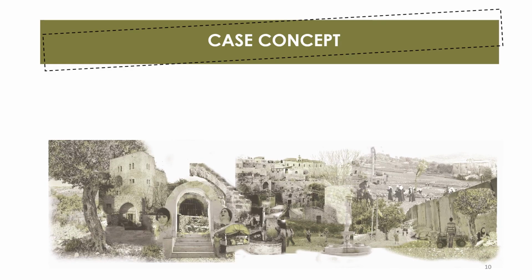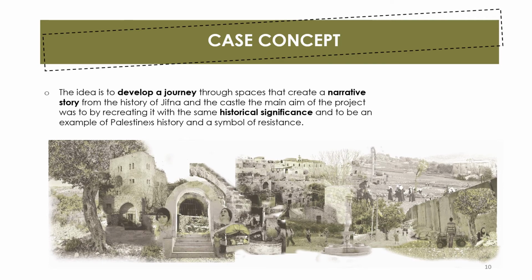The concept started to be formed after the analysis of the four main influences, and the idea was to develop a journey through the spaces to create a narrative story of Jaffna history, to give the value and the historical significance of the castle and to be a symbol of resistance.